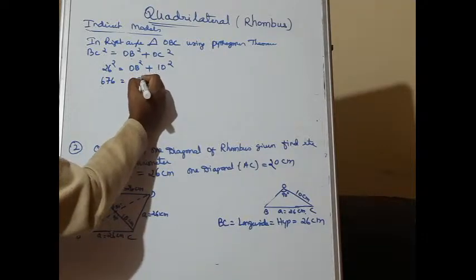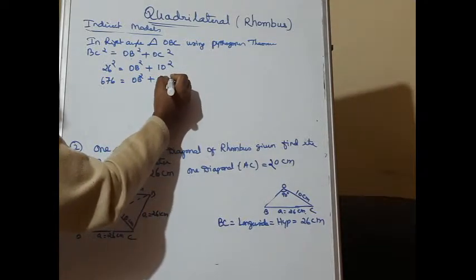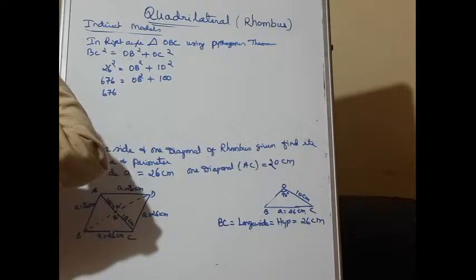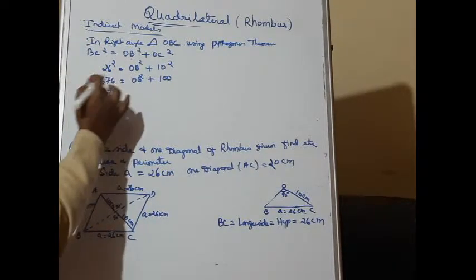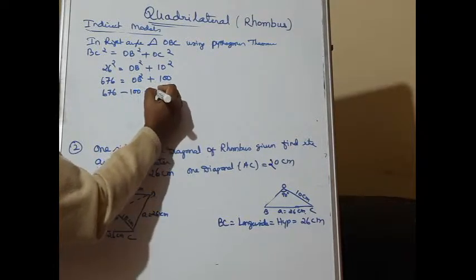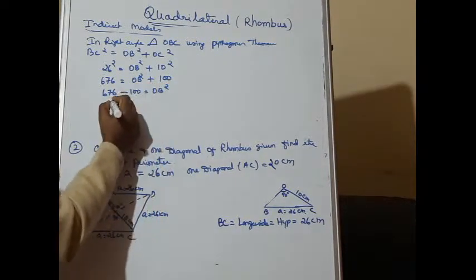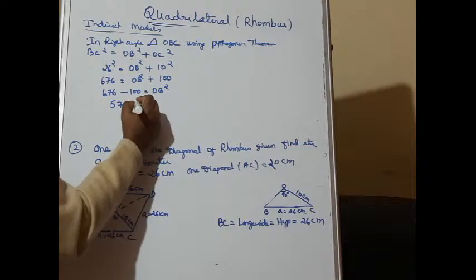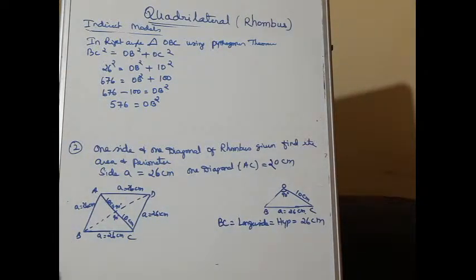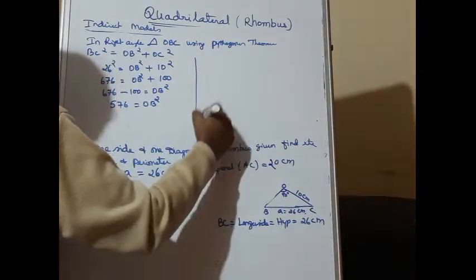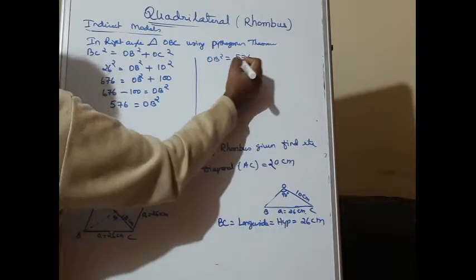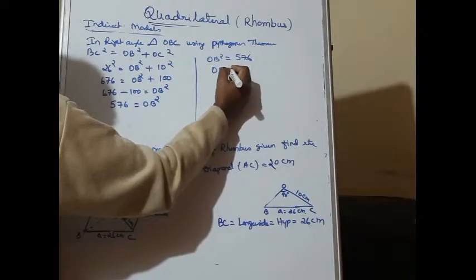676 equal to OB square plus 100. So 676 minus 100 equal to OB square. 576 equal to OB square. You write it the other way: OB square equal to 576. OB equal to root of 576.